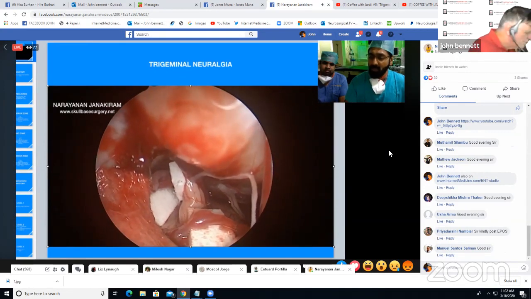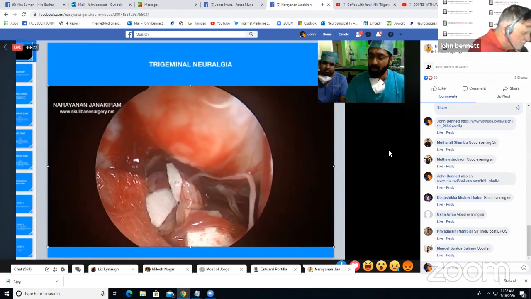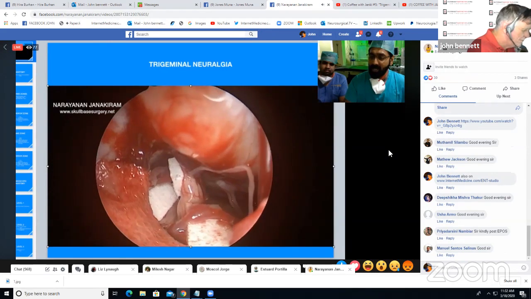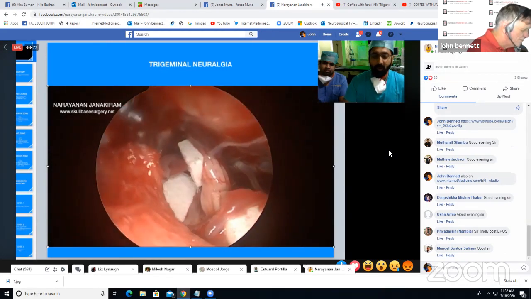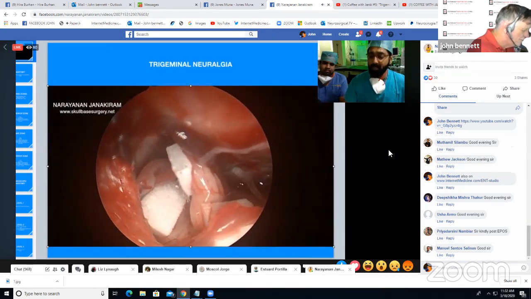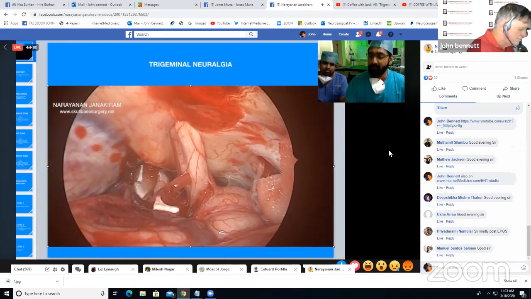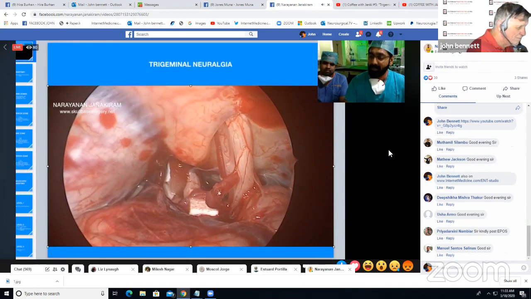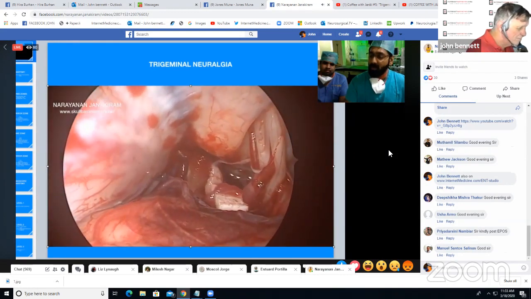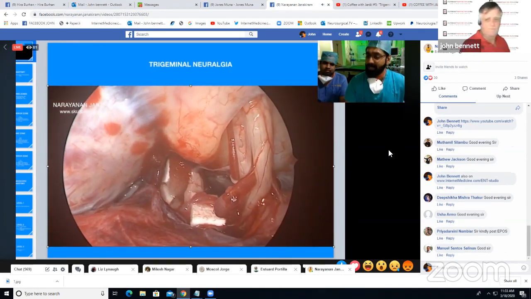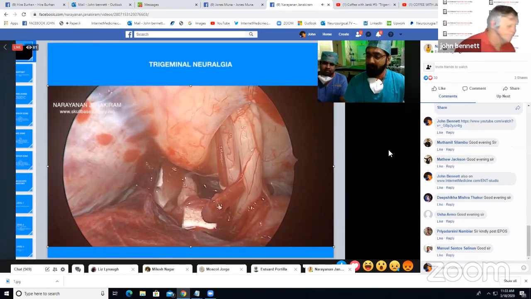You can see now the close-up view of how we have placed Teflon to separate the SCA and also the ICA loop. So there are two loops, and that's the sixth nerve, you can see that. And these are the Teflon pieces which have been placed between the SCA loop. And of course that's the seventh, eighth nerve complex. That's the seventh nerve anteriorly and the eighth nerve. You can see the Bremont's vessel there. Very nicely seen.